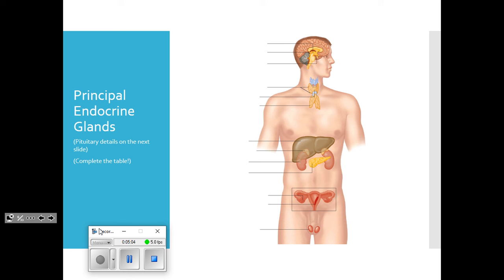Number 2 is the pineal gland. And number 3 is the pituitary gland.